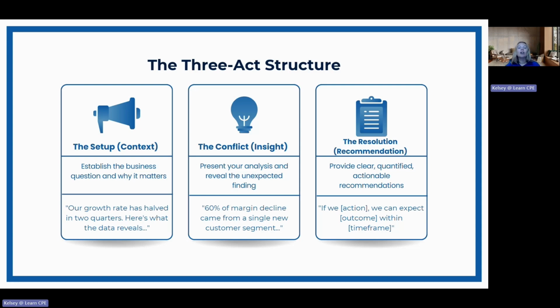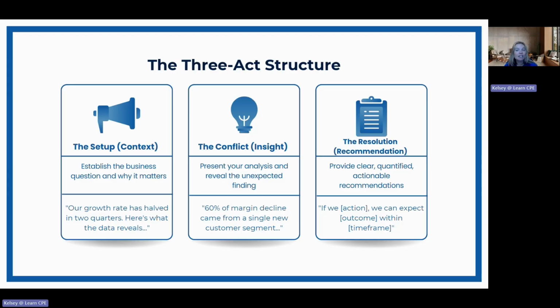Instead, we can say something like, our growth rate has halved in 2 quarters. If this continues, we'll miss our annual target by $15 million. Here's what the data reveals about why this is happening, right? So we're giving data on time frames. So this is going to be in the past 2 quarters. We're saying that, here's what will happen if this continues. We're giving significantly more context to why we're presenting on this. And then we're going to say, hey, we have data, we have evidence as to why. That's going to move us to the conflict or maybe the insight.